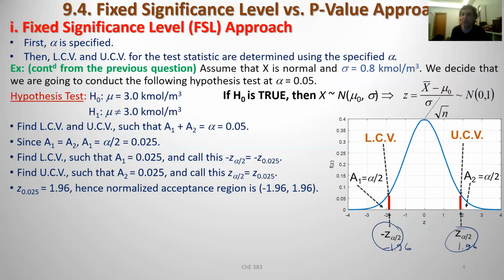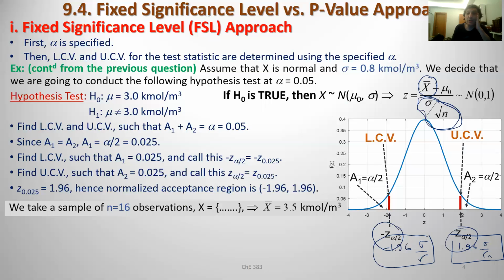Note that at this point, you can easily convert them to the original variable, X bar. How? By multiplying by sigma over square root of n. You can obtain the lower and upper limiting values, the critical values for the original X bar here, without standardizing by the standard deviation. But we can also use this form. So anyway, now the limits are found.